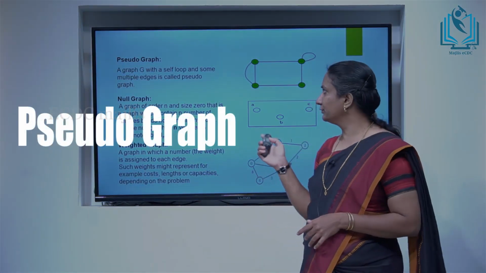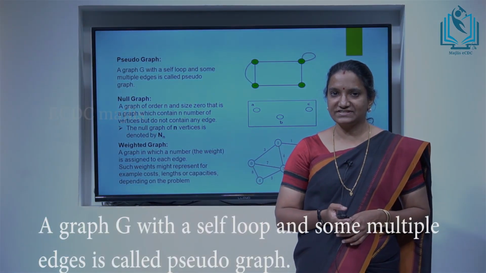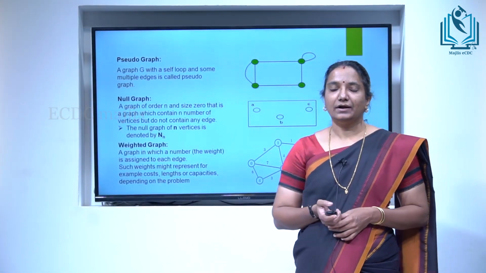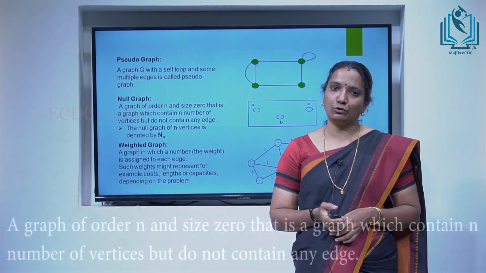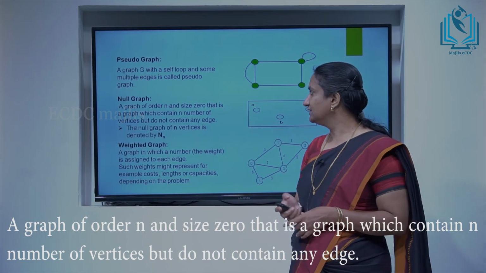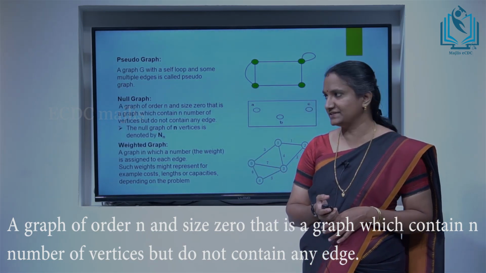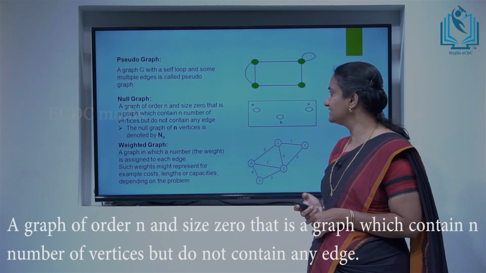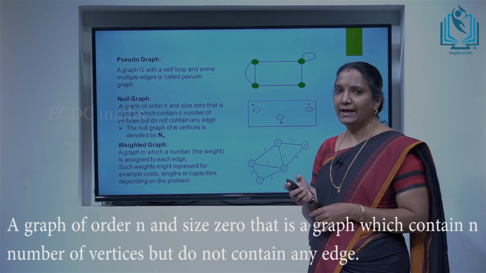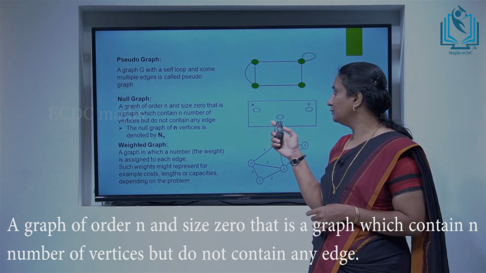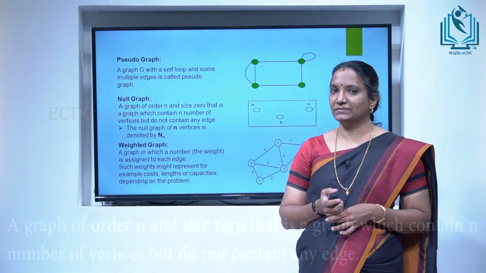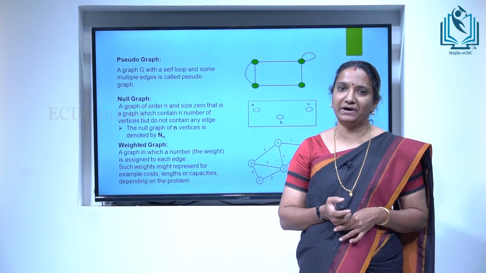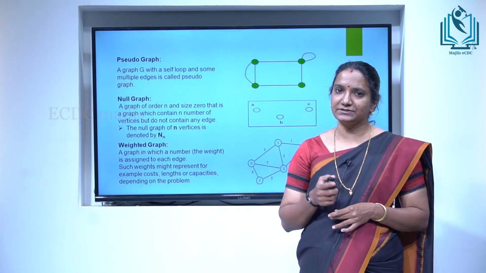Next, pseudograph. A graph G with a self loop and multiple edges is called a pseudograph. Next, null graph. A null graph is also called an empty graph, where there are no edges between the vertices. That is a graph of order n and size 0. That is a graph which contains n number of vertices but does not contain any edges. That is called a null graph. The null graph of n vertices is represented by capital N subscript small n.